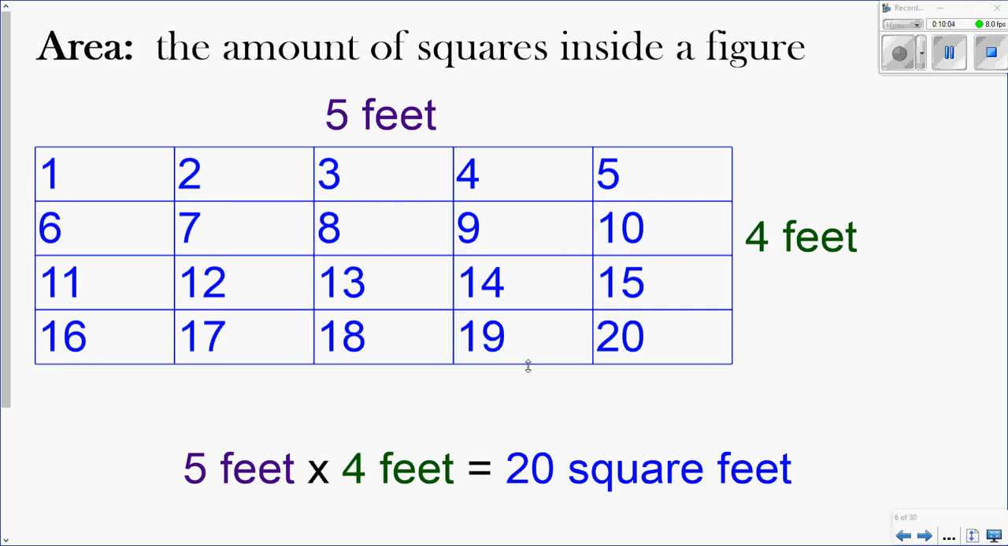I've noticed in past times where students mix up area and perimeter. If they're asking you for the perimeter, you're adding up the outside sides. Area, you're figuring out what's inside. So perimeter, outside; area, inside. Don't get that mixed up.